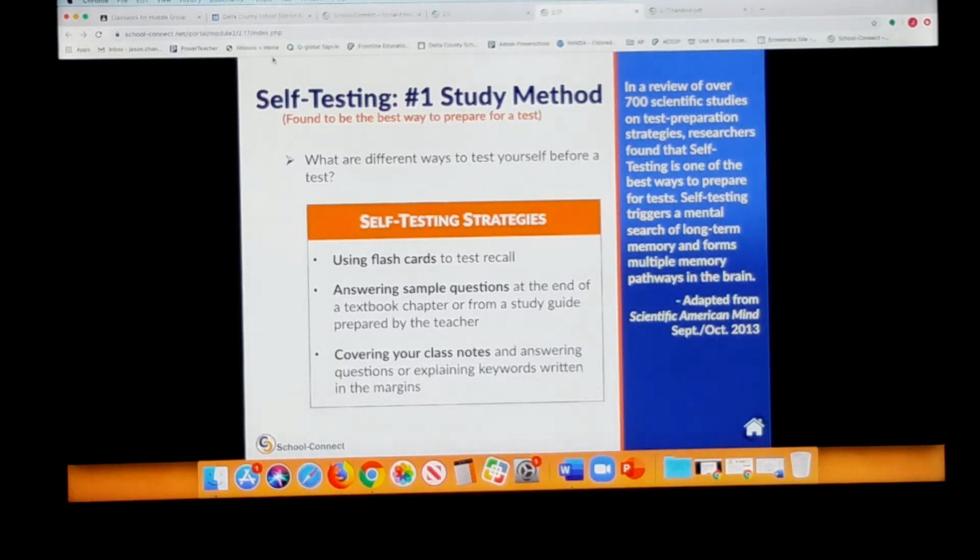I know in English, and I know in my AP class, we do a lot of flashcards. Another strategy is answering sample questions at the end of a textbook chapter or from a study guide prepared by the teacher. I know we do that in a lot of classes. I know specifically those three of you in this Huddle group who are also in my AP class, we do a lot of textbook chapter tests. And then covering your class notes and answering questions or explaining keywords written in the margins.